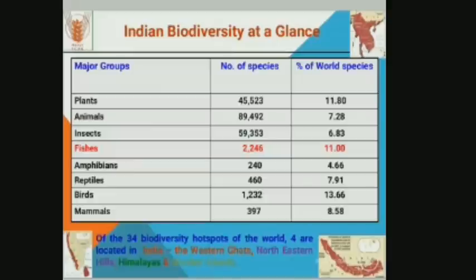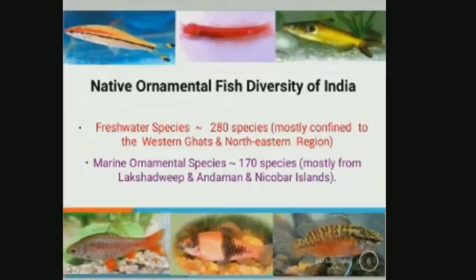When we see the importance of fish species at the organism level, they constitute almost 11% of biodiversity, and out of 34 biodiversity hotspots in the world, 4 hotspots are located in Indian waters, including the Nicobar Islands.